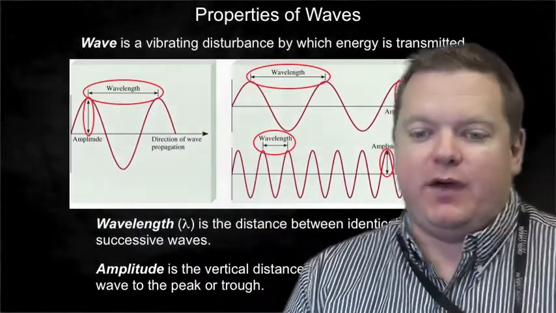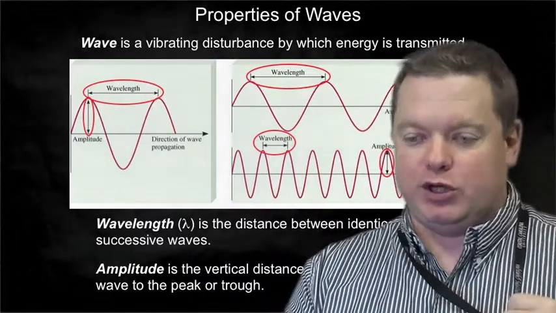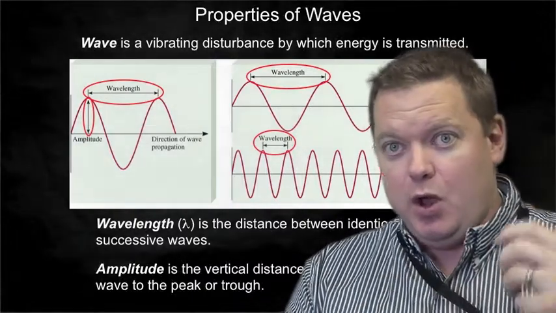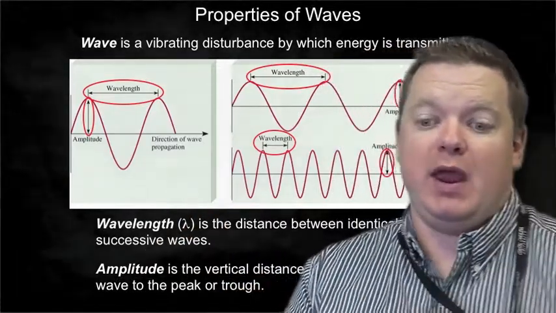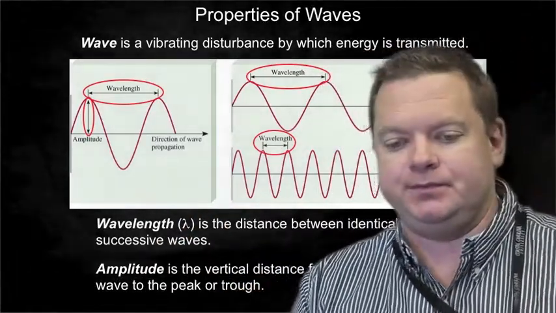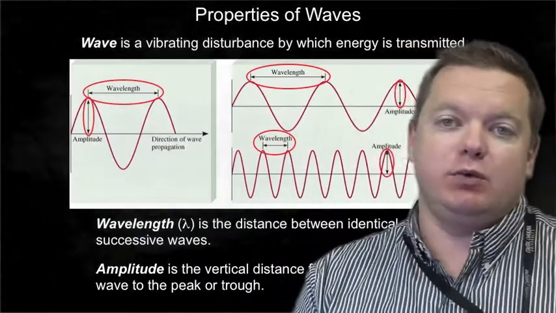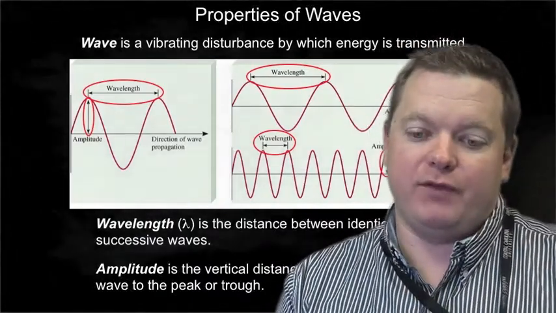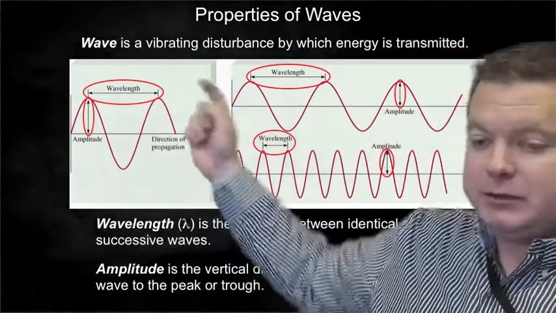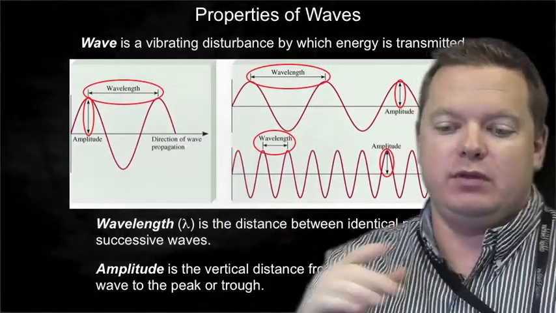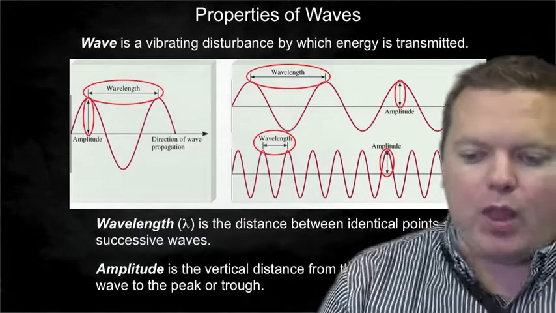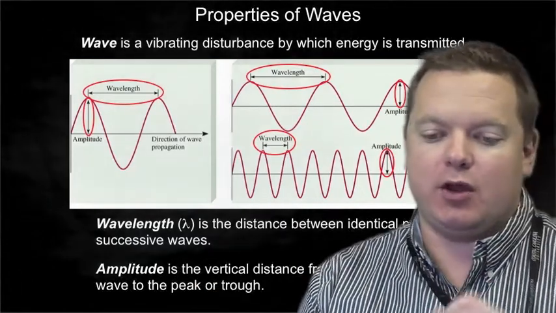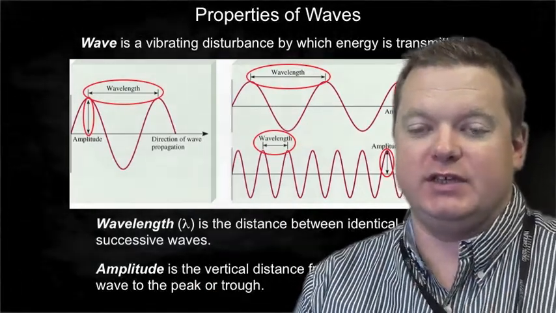So a wave is defined as the vibrating disturbance by which energy is transmitted. So we have this energy that's being transmitted through space in the form of a wave. And there's 3 properties that we need to know about for each wave. The first is the wavelength. The wavelength, which is defined by this lambda symbol, is the distance between 2 identical points on successive waves.